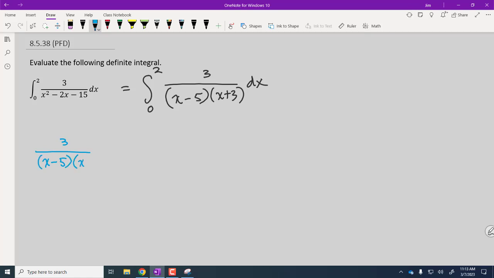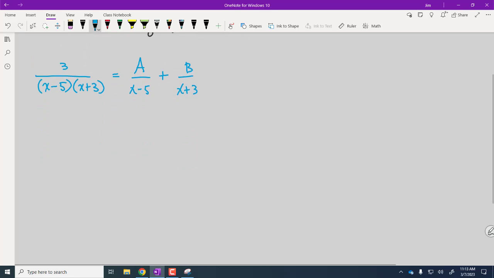All right, so the nice thing with this one is that we have linear factors. Those are both lines, mx plus b, ax plus b, however you think of your linear expression. Constant times x plus constant, both of those are linear. So that means we're going to go with an A over x minus 5 and a B over x plus 3. Linear factors are the best because we can use the convenient value method. We will use it as soon as we come up with our PFD equation.